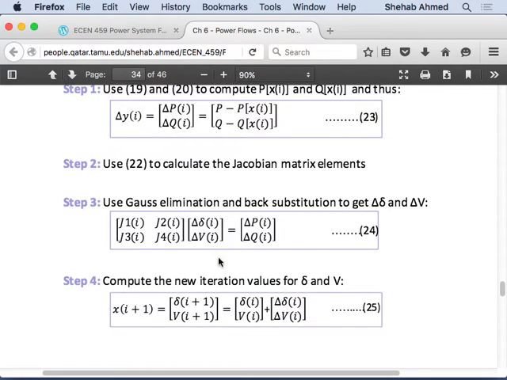From there, you can find your new delta angles and delta voltages. So you take your current angles and voltages, add them to your change in angles and voltages, and you construct your new guess for angles and voltages and keep repeating until it's smaller than whatever you decide is your convergence criteria. You decide the convergence criteria.